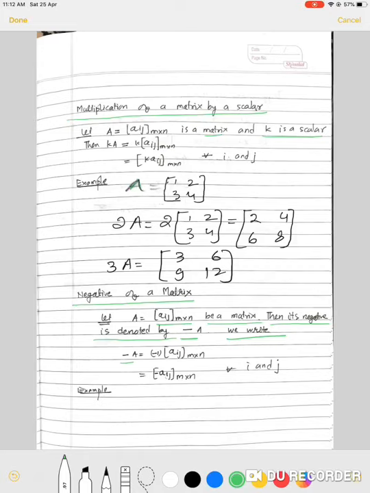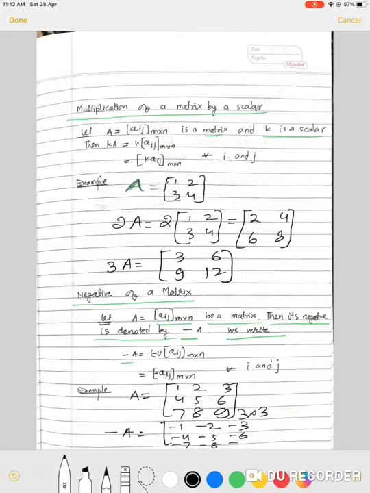Suppose that A is equal to 1 2 3 4 5 6 7 8 9. It is a 3 cross 3 matrix. If we find minus A, then we will get minus 1 minus 2 minus 3 minus 4 minus 5 minus 6 minus 7 minus 8 minus 9. Got it?